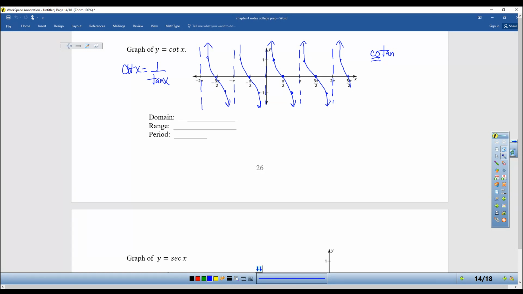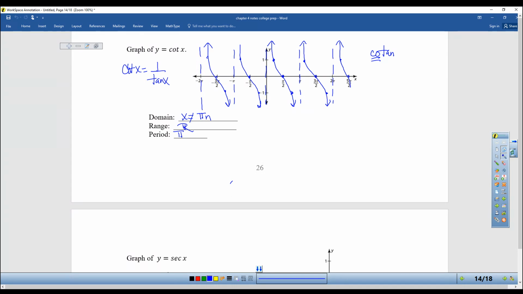Its domain, so x can't be 0, pi, 2 pi, 3 pi, so any pi n. But the range is all real numbers. And the period is still pi. Just like tangent, its period is the same. They're cofunctions. They're very similar to each other.